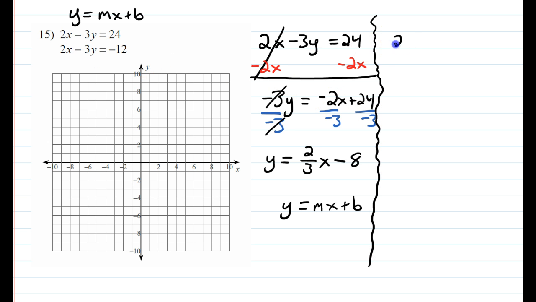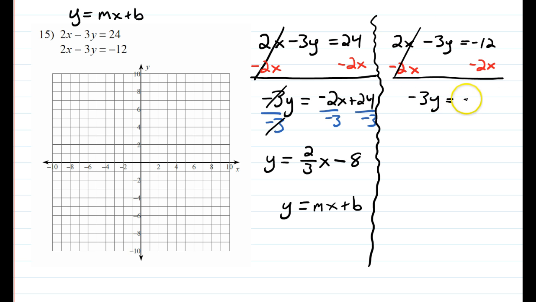So we have 2x minus 3y equals -12. I'm going to have the same first step. So we get -3y equals -2x plus 12. Divide by the number in front of the y, the -3. And so now these cancel out, and I'm left with y equals, again, +2/3 x, and positive divided by negative is a minus, and 12 divided by 3 is 4.